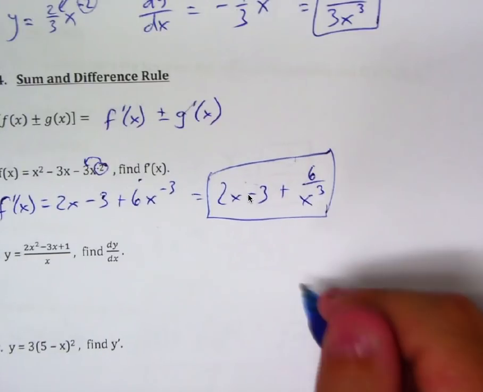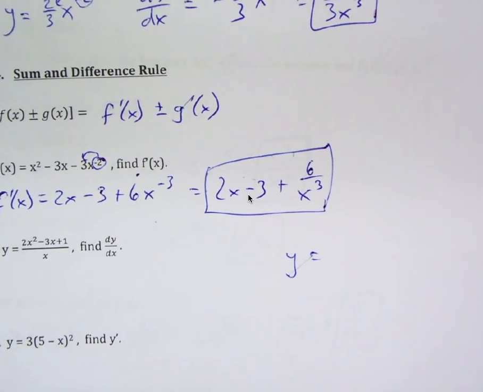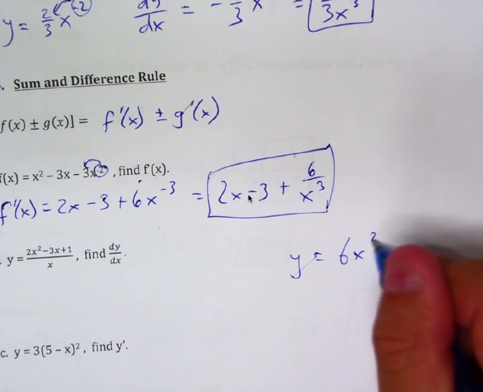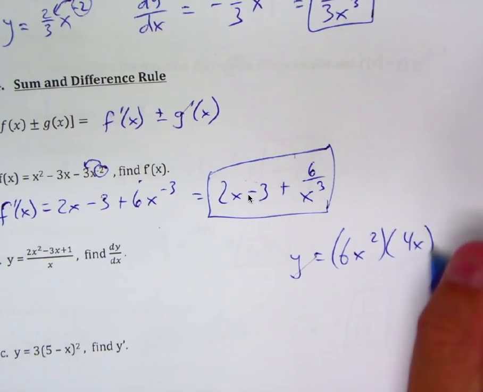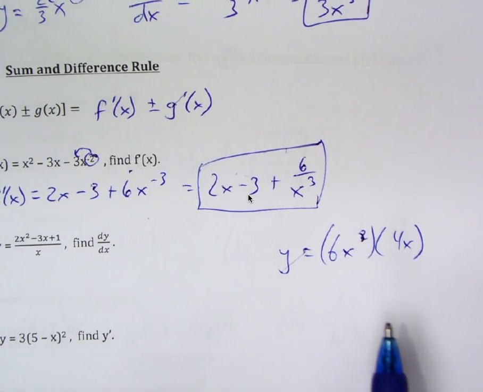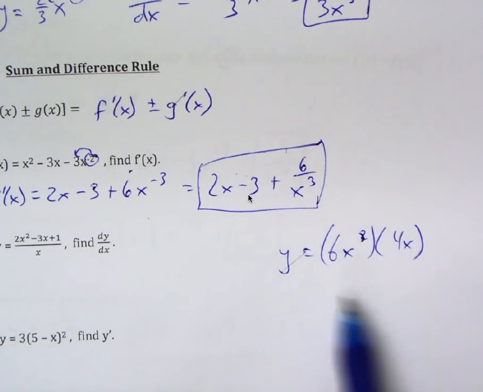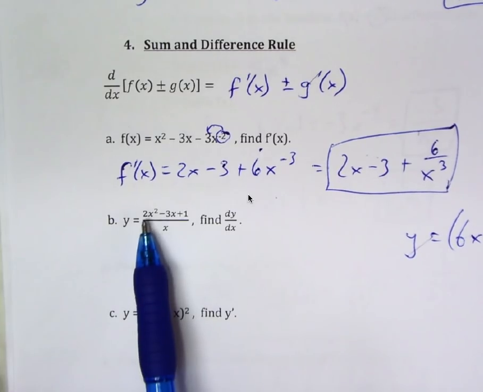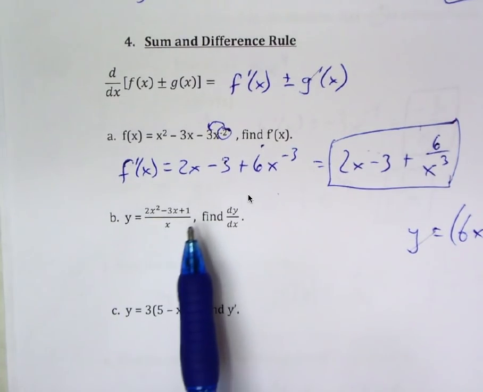Same as if I had y equals, I'm just going to make up one here, 6x squared times 4x. You can't just take the derivative of each term and then multiply them together. There's going to be something called the product rule, but we're not there yet. So because we're not there yet, think about what we can do to manipulate this expression.